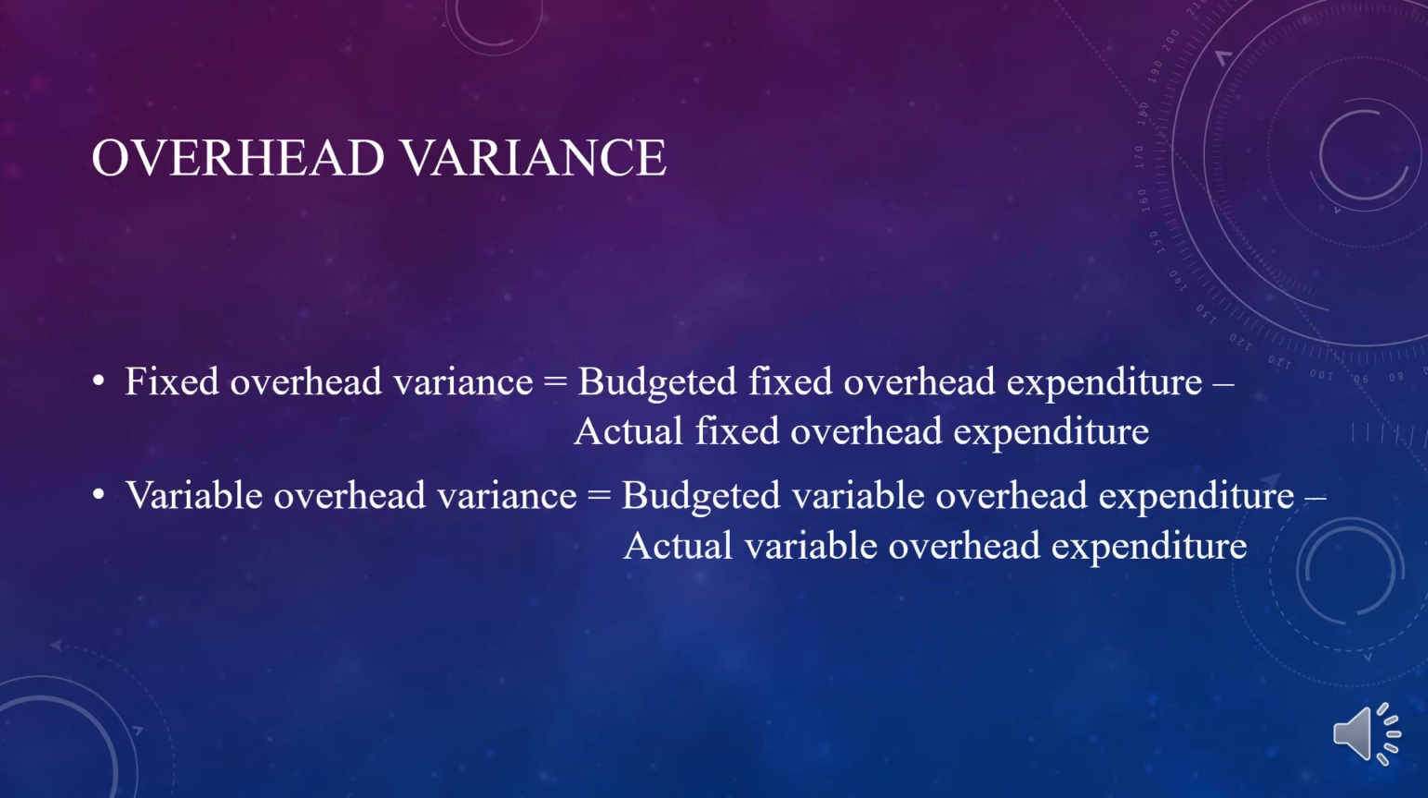In addition to the fixed overheads, there are also overhead costs that vary with the level of output. The variable overhead variance shows the difference between the amount of variable overhead that has actually been incurred and the budgeted variable overhead for the actual number of units produced, the level of production.